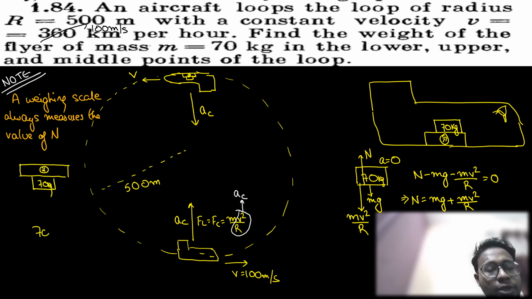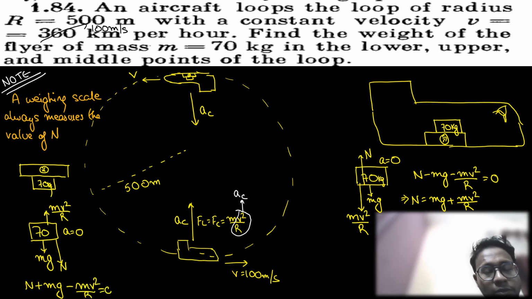So if I draw the free body diagram of the 70 kg block, downward would be force mg. Normal reaction force would be downward. This is the normal reaction force exerted by the weighing scale on the 70 kg block. And since there is an acceleration of the frame of reference in the downward direction, the centrifugal force would act in the upward direction, which is equal to mv square by r. The acceleration of the 70 kg block with respect to this aeroplane is equal to 0. So we can write out here n plus mg minus mv square by r is equal to 0.